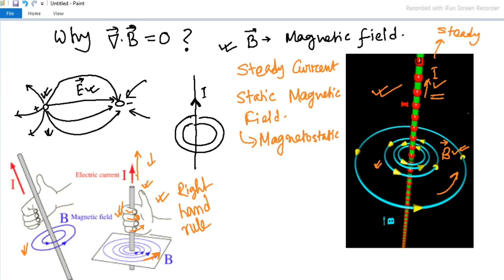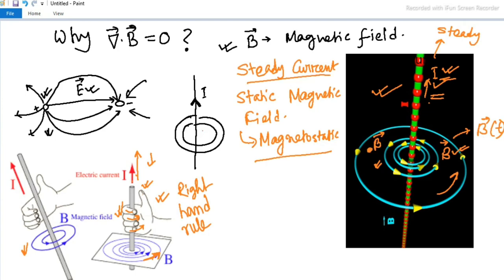Now, if this current is produced due to some AC supply, this is a time varying quantity. If the current is varying with respect to time, then this magnetic field will also be varying with respect to time. So here I will get B(t), a time varying magnetic field. So this is how the magnetic field will be produced due to current flow.